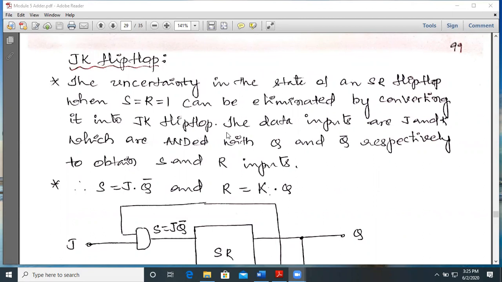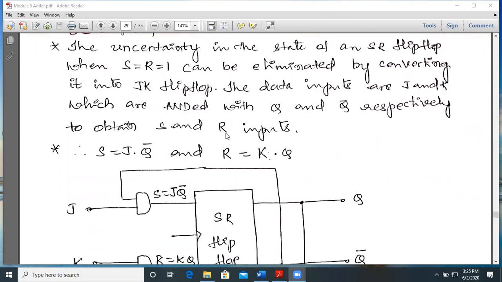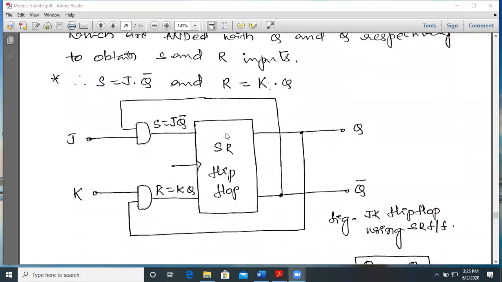So here the invalid state that we saw in the SR flip-flop is overcome. How it is overcome is, we are converting the SR flip-flop into a JK flip-flop by using this block diagram, which is shown over here. To convert the SR flip-flop into a JK flip-flop, we take the SR flip-flop and tap from Q bar as well as Q. The tapping taken from Q bar is passed through one AND gate. Let us call this AND gate 1. The other input to this AND gate will be J.